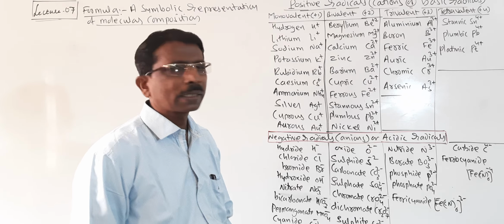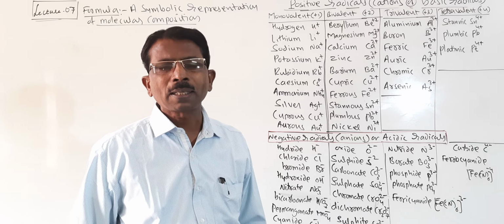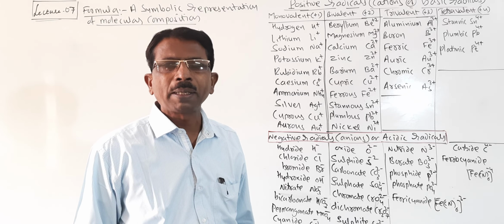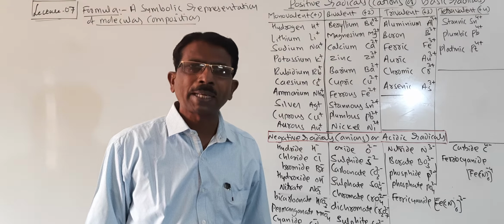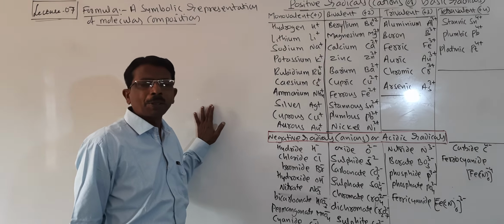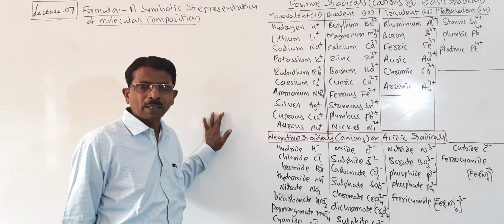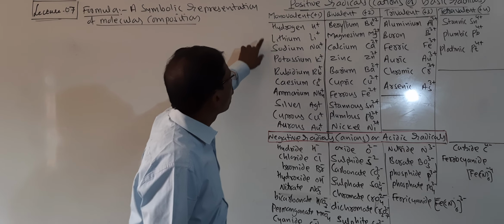Today let us see what are variable valencies. Yesterday in the last class, we discussed variable valency, that is, elements have different valencies depending upon the nature of the reaction. Here I have given a few examples, like ferrous and ferric, cuprous and cupric. I have given so many examples here.